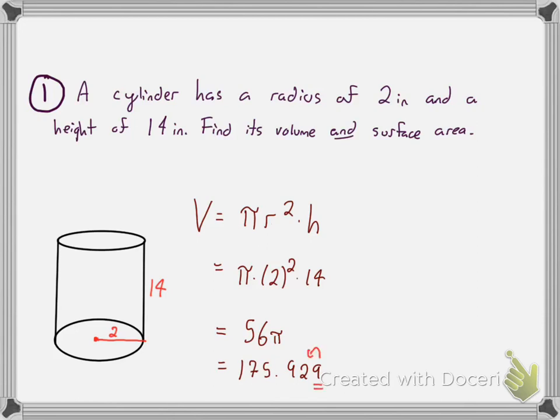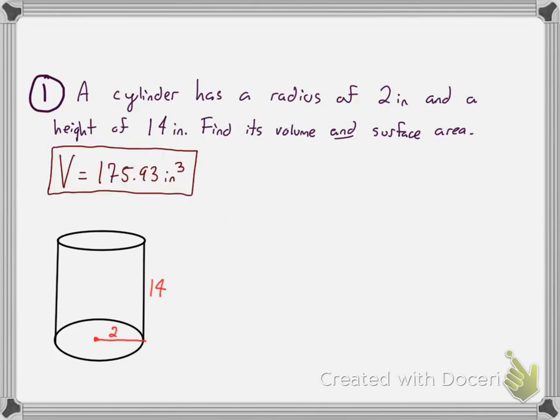I take that 9, see if it bumps up to 2, and here it does. So my final answer would be 175.93. So I found my volume, I'm done with the first half of that problem. So I'm just going to leave that up at the top there. My volume, again, is 175.93 inches cubed. I say inches cubed because volume is 3D.